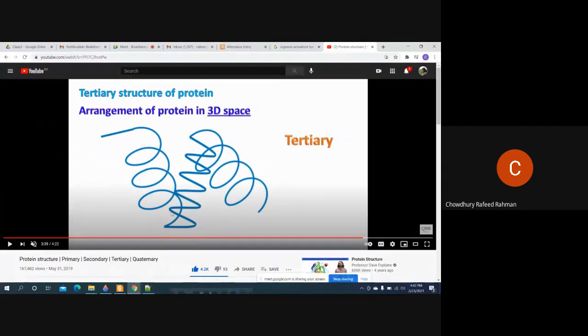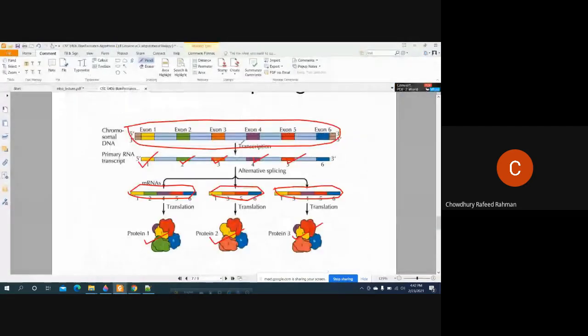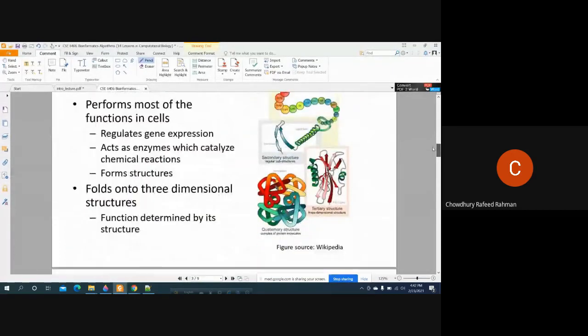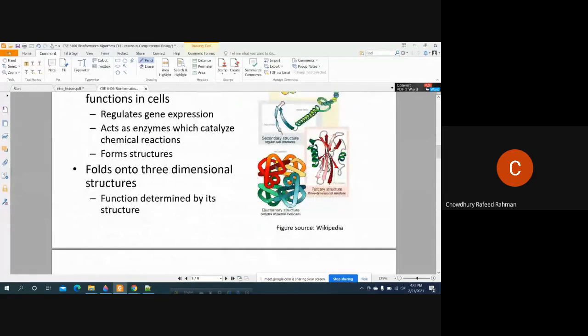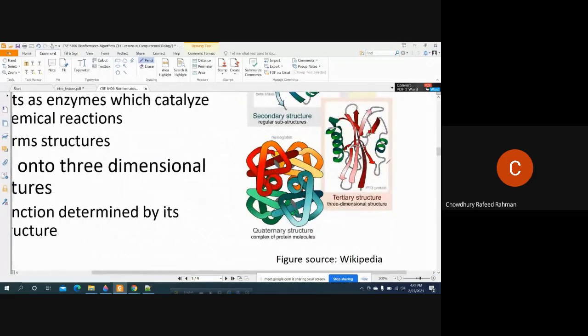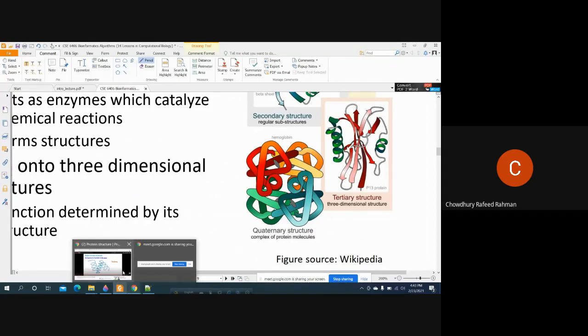So this is the tertiary structure of protein. Does anyone have any confusion right here? There is an image of a tertiary structure right here, which is very complex to look at. There are different secondary structures, and they are making some angles and placing themselves in 3D. Okay, so any question up to here?